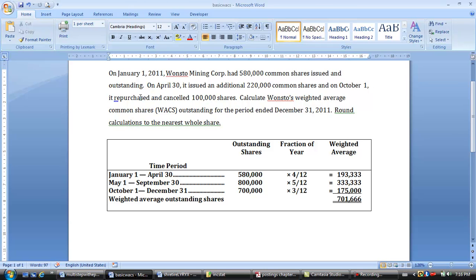So now I know on October the 1st, I canceled 100,000 shares, so I repurchased and canceled, which means purchasing them or buying them back and retiring them. So now I don't have 800,000 shares outstanding come October the 1st. I only have 700,000 because I bought back 100,000 of the 800,000 that were out there.